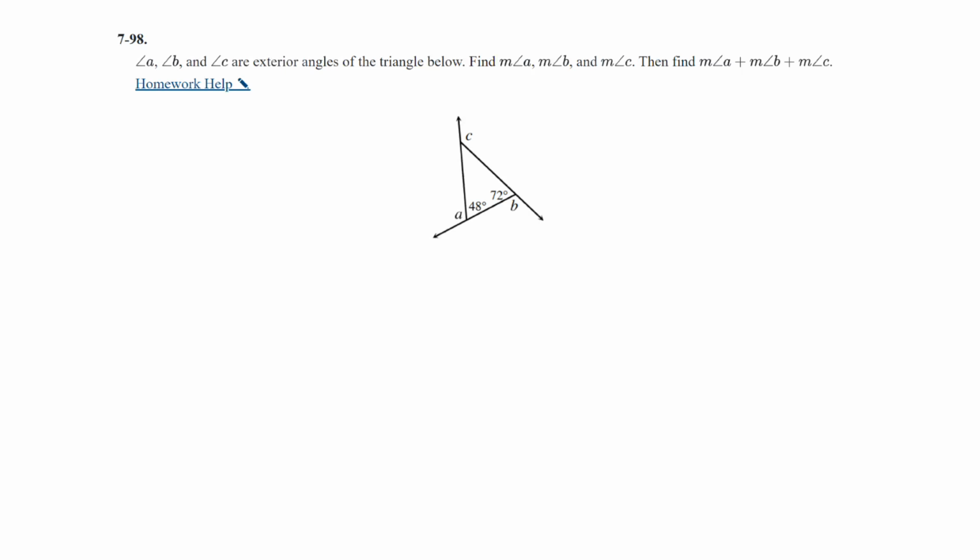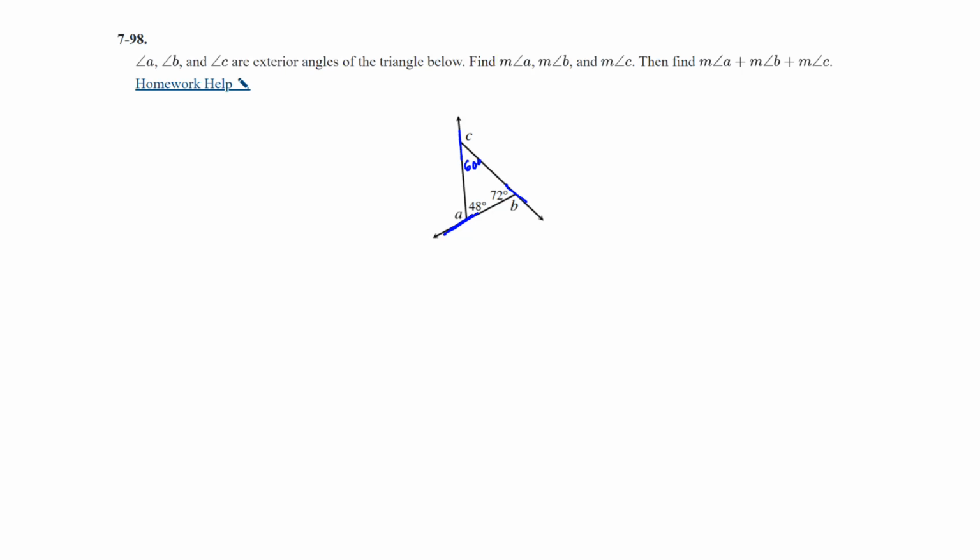So what do we know right now? Well, we know that the sum of the angles of the triangle is 180, but we also know that these are all straight angles as well, so we know they add up to 180 as well. So let's first find the third angle of the triangle right up here by taking 180 and subtracting 72 and 48. And that will give us a value of 60 degrees.